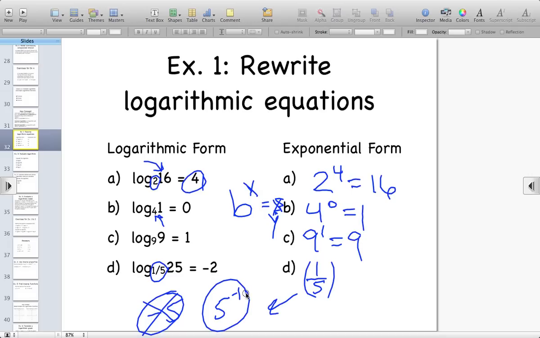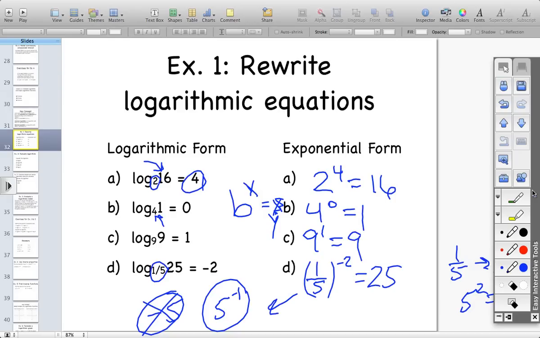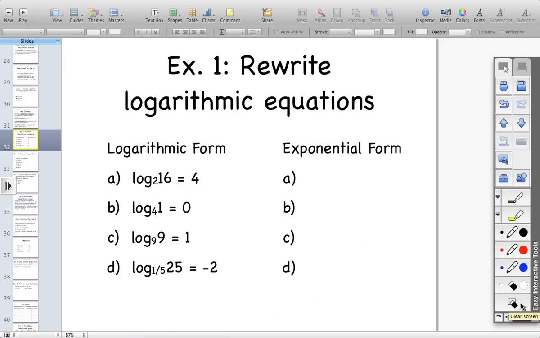Okay? So 1/5 to the negative 2 is equal to 25. And you may be asking yourself, well, how does that make sense? Well, remember that negative 2 tells us to flip. So 1/5 flips to 5. So then instead of saying 1/5 to the negative 2, now we have 5 squared. And we know 5 squared equals 25. So that's why it works for us. All right, so let's move on.